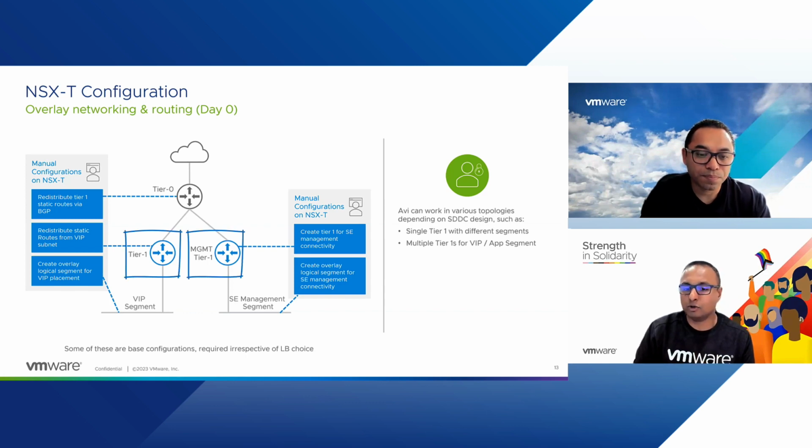And then a local segment for RV management. And then it will go and configure the redistribution of the route so that when the service engine is being deployed on the local segment, it can actually go and communicate with the RV controller.